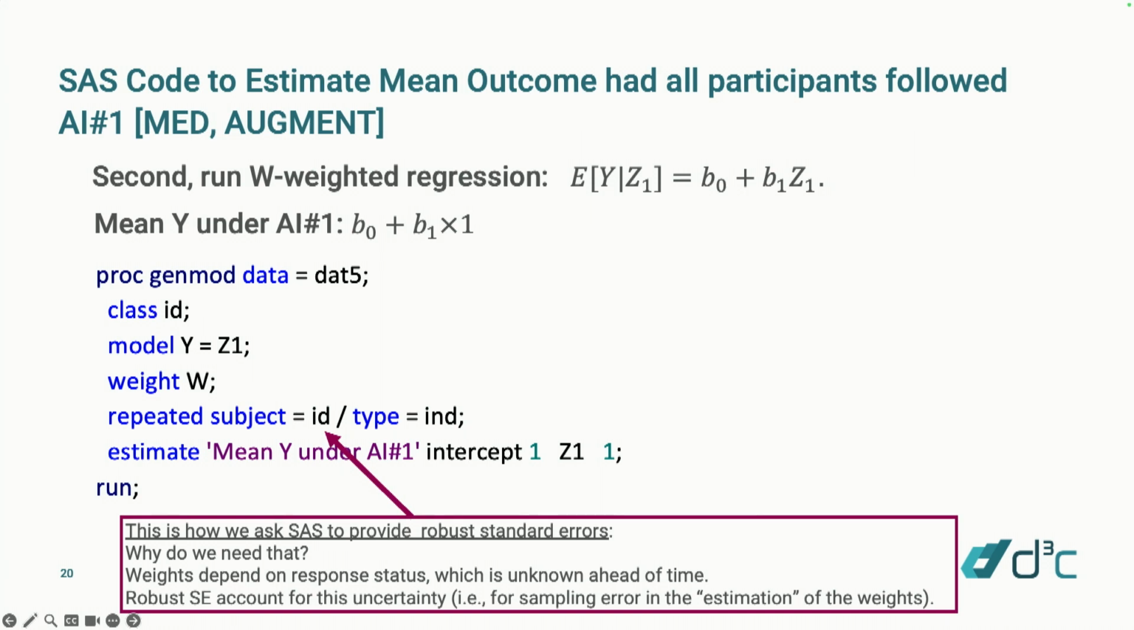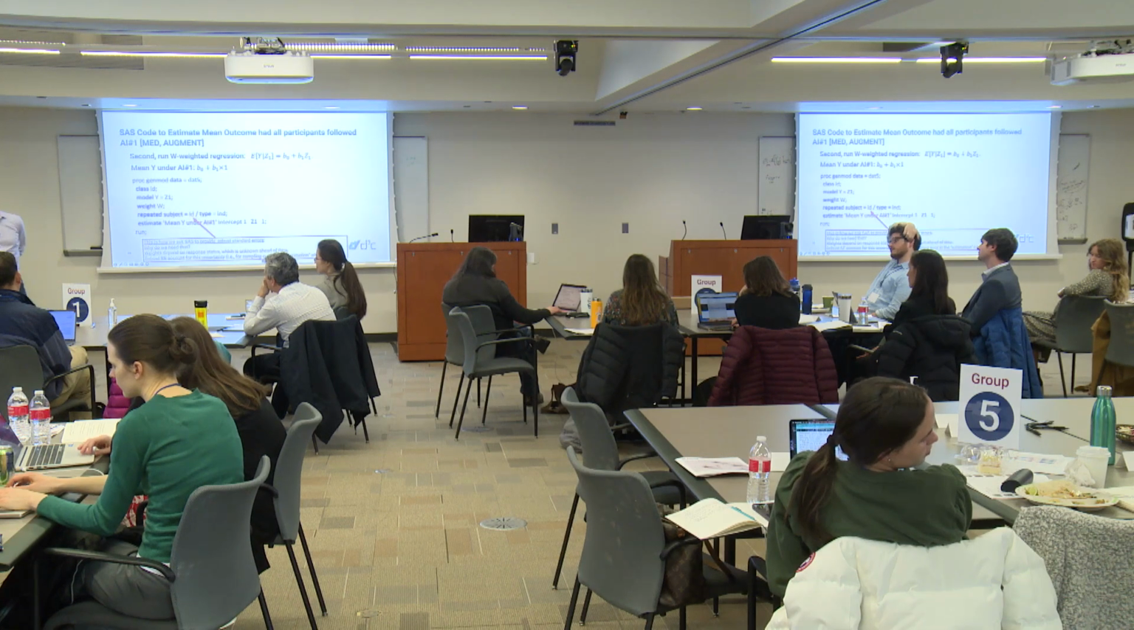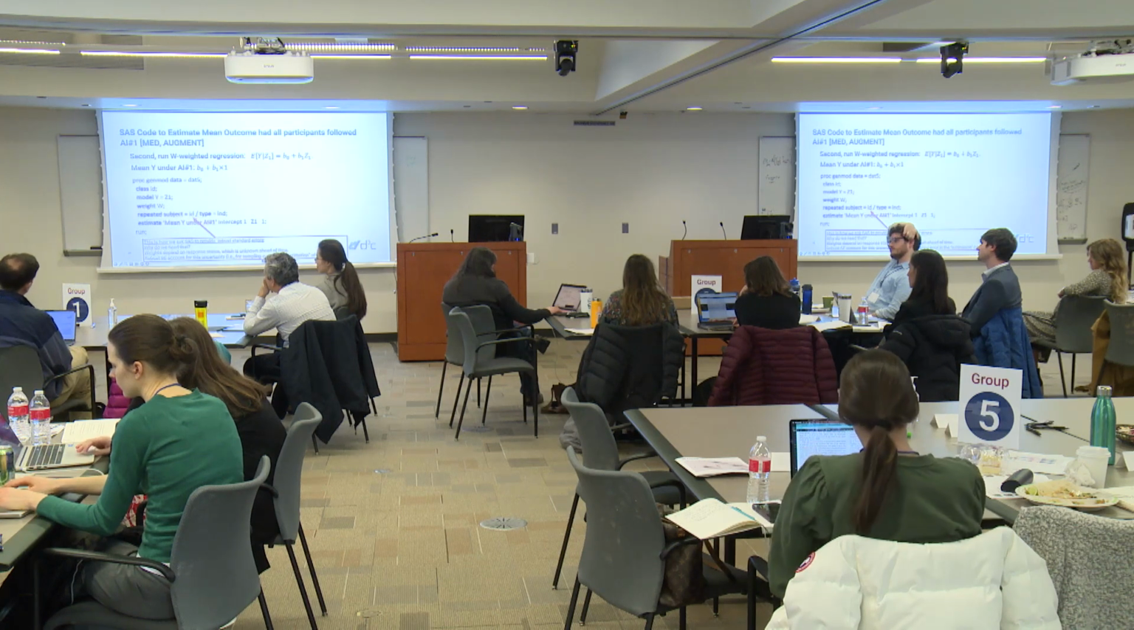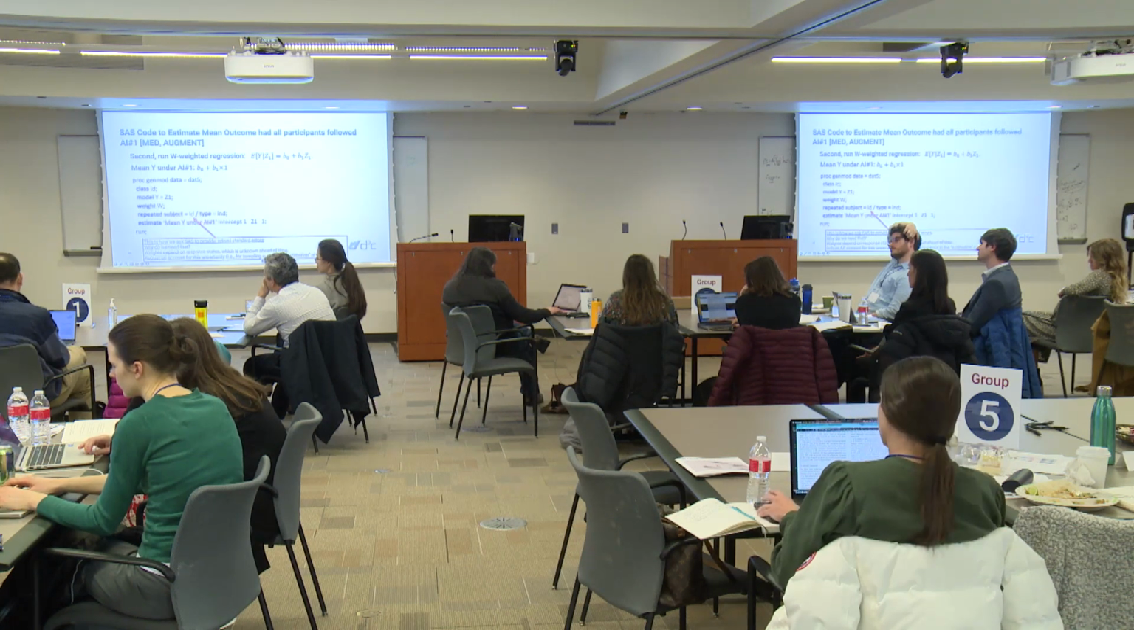And we should clarify this. The weights depend on response status, which is unknown ahead of time and potentially impacted by BMOD versus MED. That's what I should be saying. And therefore, that's why we ask for robust standard errors, okay? It's still a variable. It still varies at random, and that's why we need robust standard errors, right? So the source of it is not that it's impacted or not impacted by BMOD or MED.